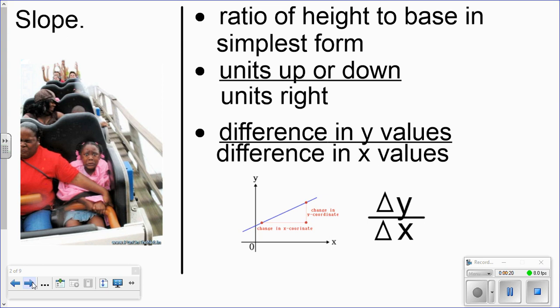So slope is the ratio of the height to base of that triangle in simplest form. We can also say it's the units up and down over the units to the right. We could say it's the difference in the y values over the difference in the x values. So this symbol right here, this triangle, is actually the Greek letter delta, and delta means change. So the change in y over the change in x.